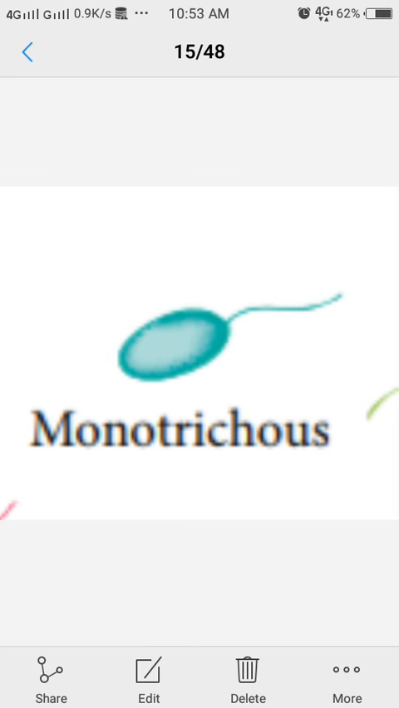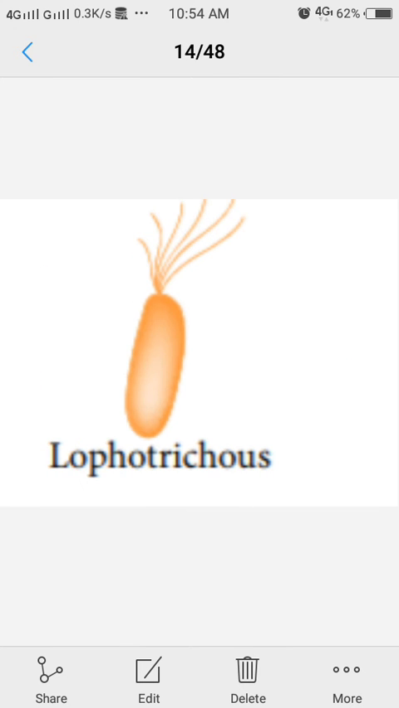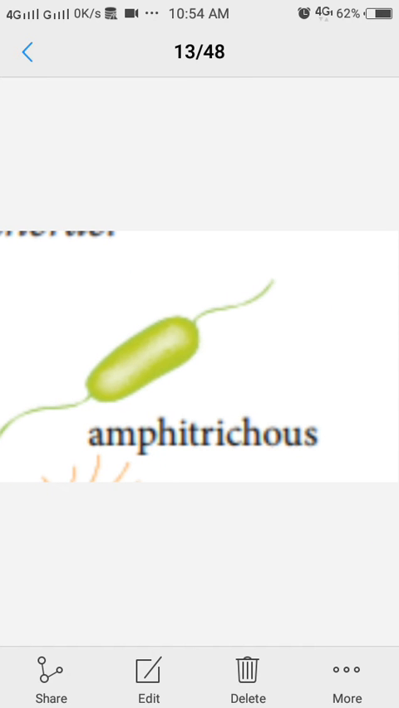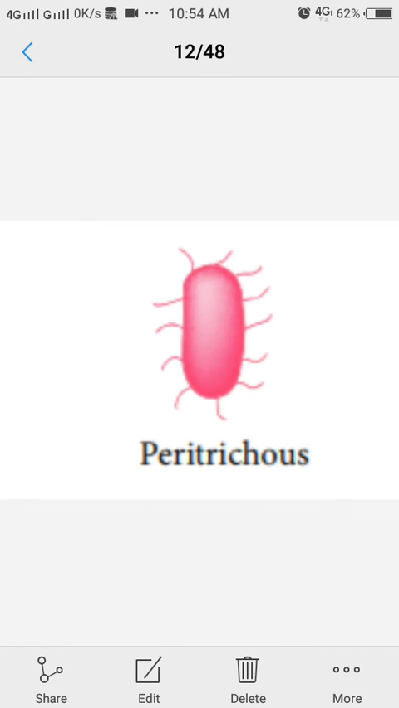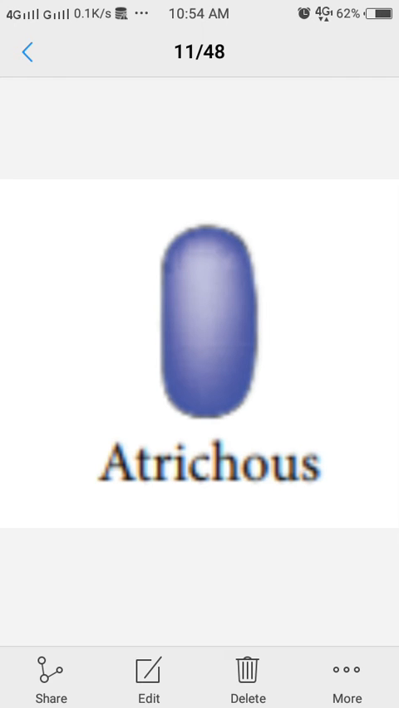amphitrichous, peritrichous and atrichous. First one, monotrichous. Second one, lophotrichous. Third one, amphitrichous. Fourth one, peritrichous. Fifth one, atrichous. These are the 5 classifications of bacteria according to the number and arrangement of flagella. Now we will see one by one.